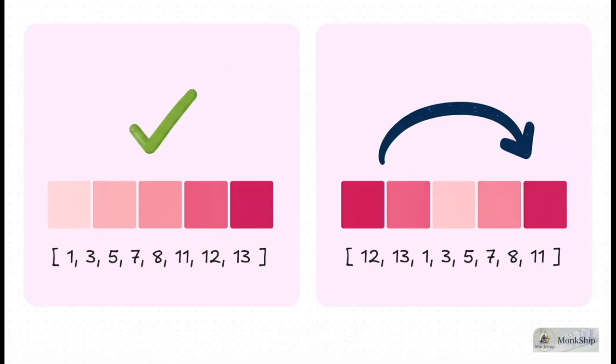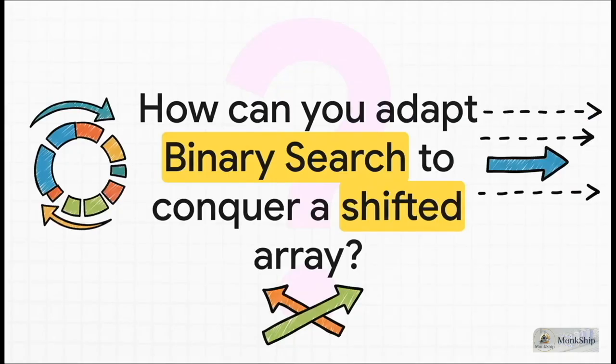The problem now is that when you jump to the middle, you can't be sure which half is which. Our simple rule of is it bigger or smaller doesn't reliably tell you where to look anymore. The basic algorithm breaks. This is a classic problem you'll see, and it's designed to test if you really get the core idea of dividing the problem.